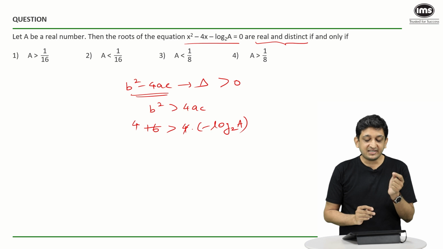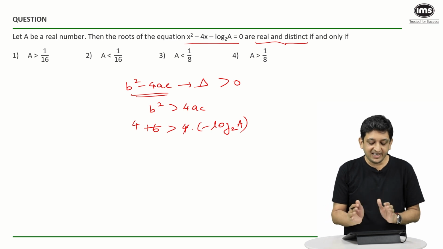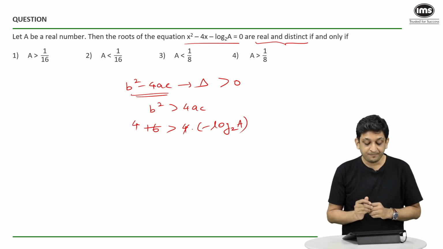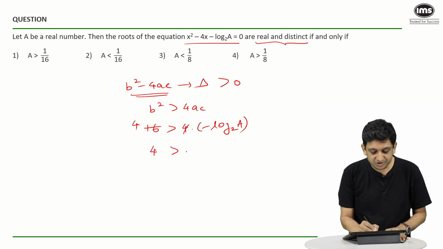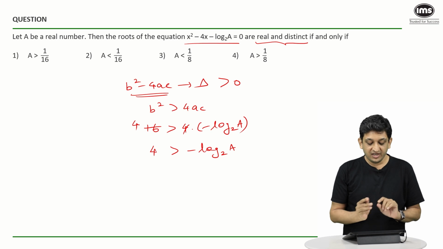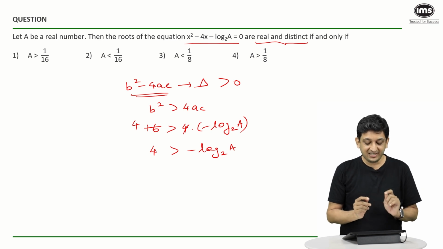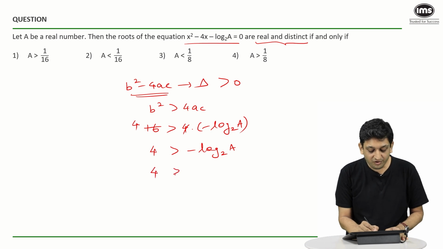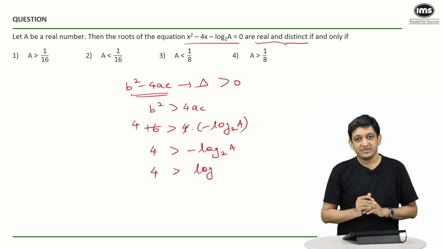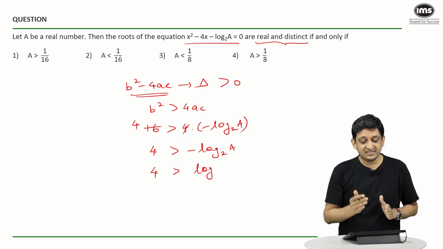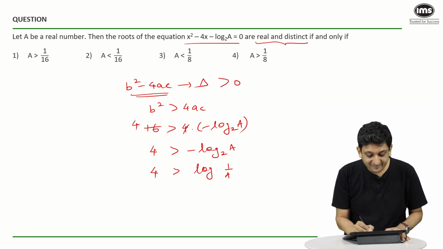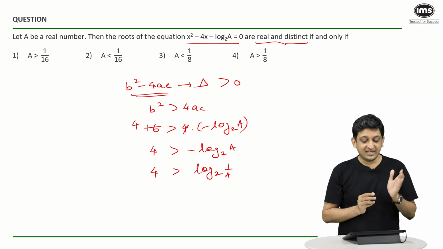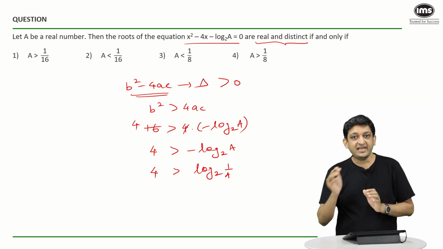Now what we will do is we will try to write down the remaining part and again try to figure out what the value of a could be. So in this case, 4 has to be greater than minus of log a to the base 2. Now instead of struggling with that negative sign and trying to figure out what will happen to the inequality, what we can say is 4 is going to be greater than log of a raised to minus 1. But then a raised to minus 1 is nothing but 1 by a. So what I will say is it's going to be 4 greater than log of 1 by a to the base 2.